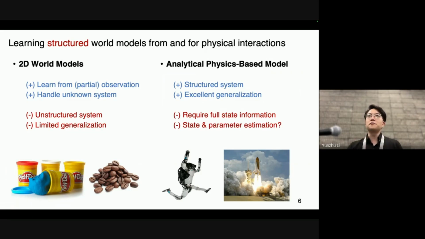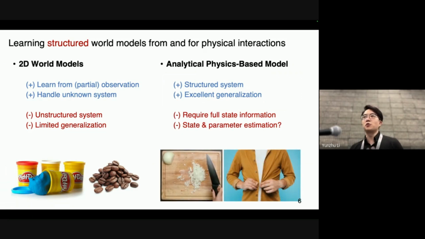And you need the full state estimation and parameter identification. This is sometimes very hard or nearly impossible for many real-world manipulation tasks. For example, for the pile of onion pieces, it's just impossible to estimate the geometry and pose of each and every one of the onion pieces. Or buttoning our shirts, we humans only have to know the local information before we can do these tasks.